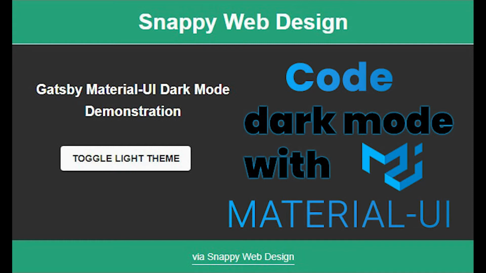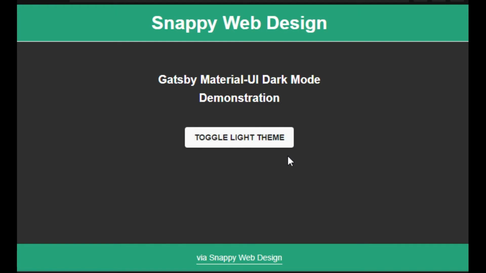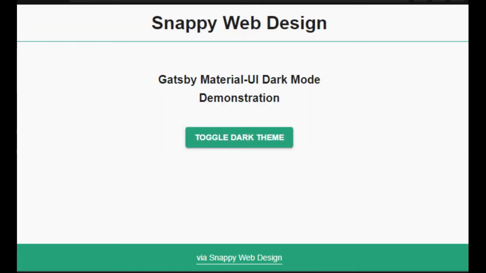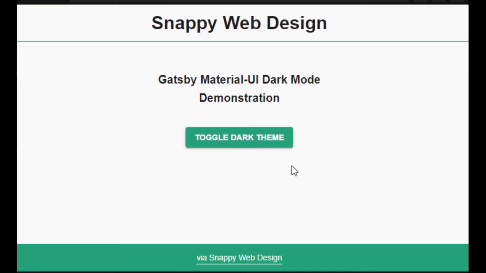How to Code a Dark Theme with Material UI, by Snappy Web Design. Dark mode is a feature that users can't get enough of. It saves battery life, reduces eye strain, and minimizes blue light emissions. It's a simple feature that, as a developer, all else equal, will set you apart far and wide from your competition.